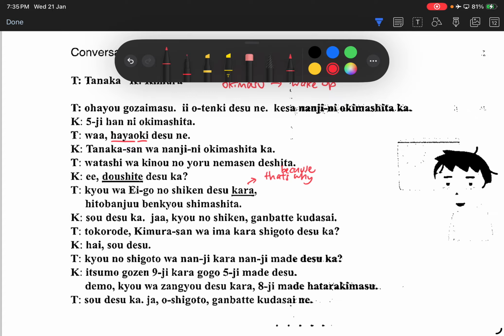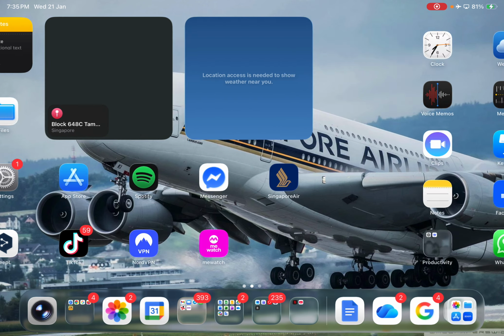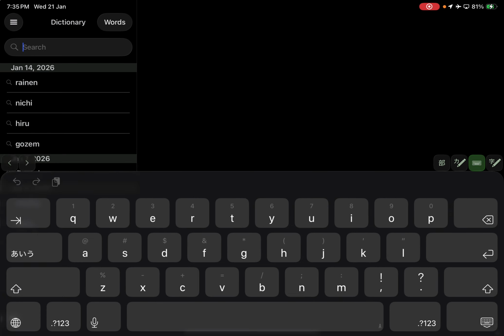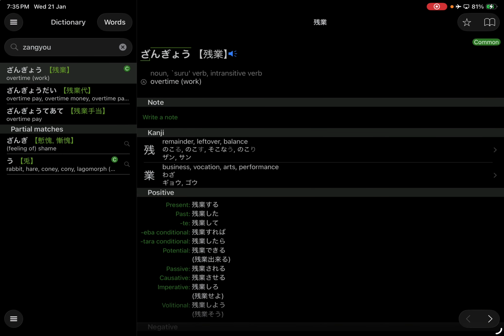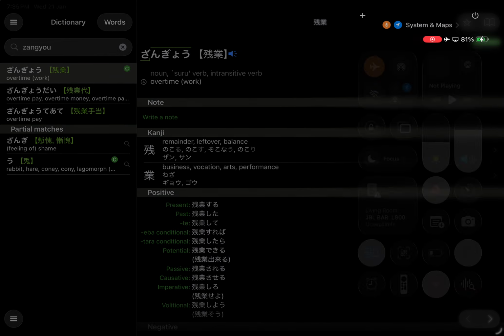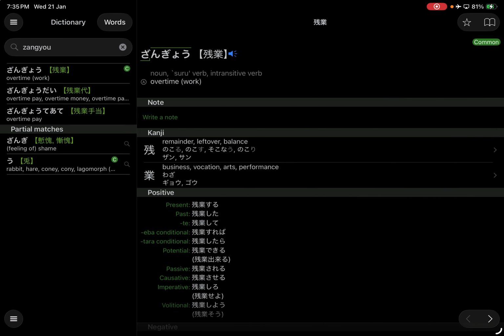Okay, yeah, so how you can further improve is if you don't know how you sound like, you can record your voice and then you can try to go to the dictionary app that I show you, right? So for example, the word zangyo, right? So you can hear Zangyo. Oh, the robot sounds like a sore throat also.